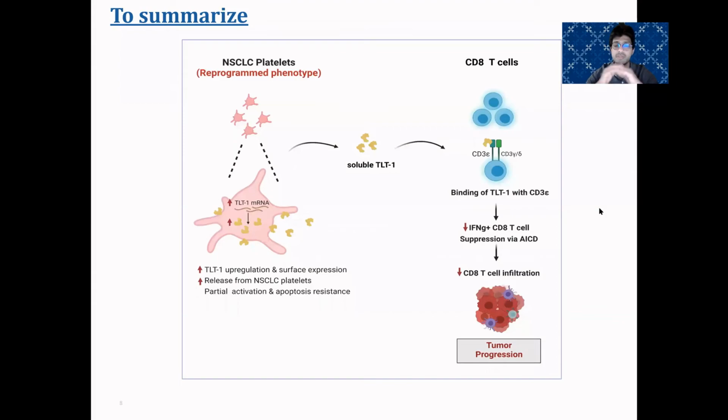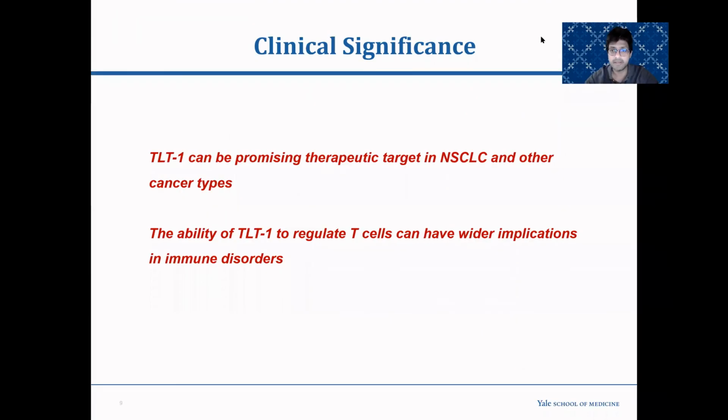To summarize, reprogrammed platelets in NSCLC are able to suppress CD8 T cells by releasing soluble TLT-1, which we found was able to bind to the CD3 epsilon subunit on the T cells, causing tumor progression. Clinically, TLT-1 can be a promising therapeutic target in non-small cell lung cancer and other cancer types. The ability of TLT-1 to regulate T cells can have wider implications in a variety of immune disorders.